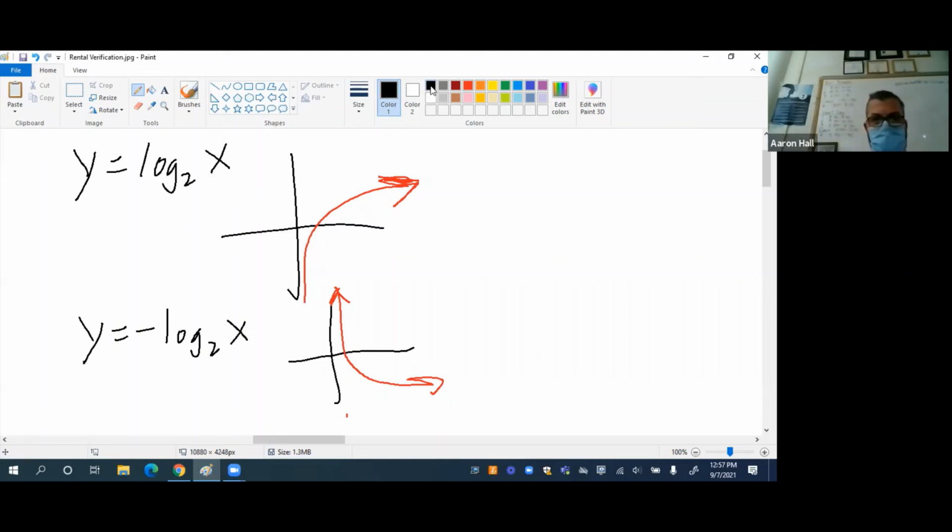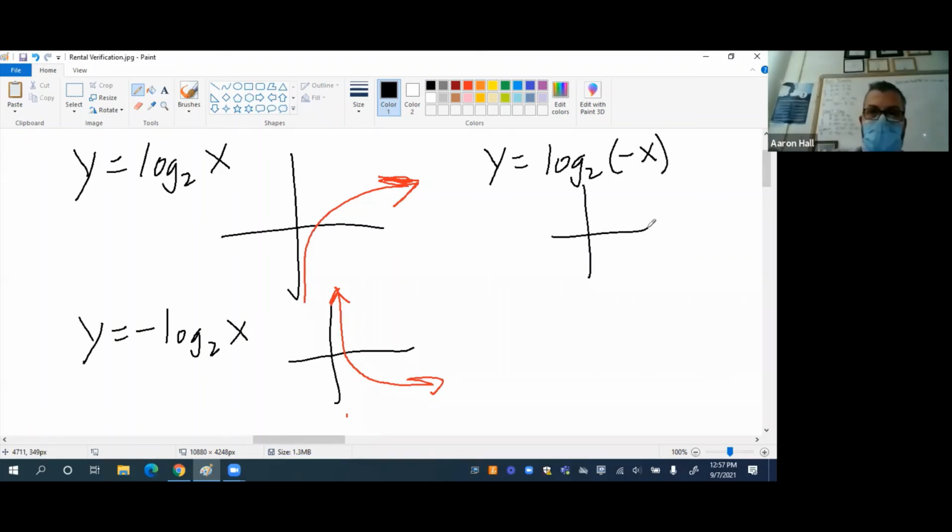How would I do a horizontal flip? You would make the x negative. So I have y equals log base 2 of negative x. That would give me a horizontal flip, and we would get something like this.